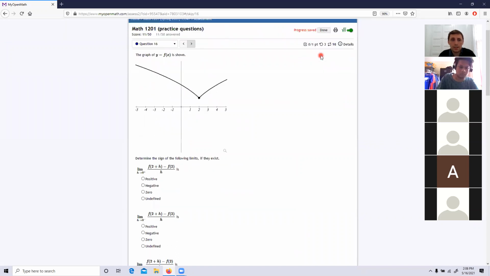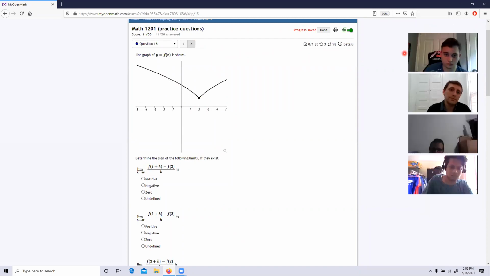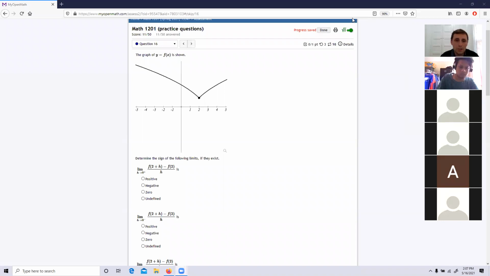Here is another one, guys. At 2, what can you say about the limit as h goes to 0 plus of this expression? What can you say about the limit? Positive, negative, 0, or undefined? You see, h is going to 0 plus.